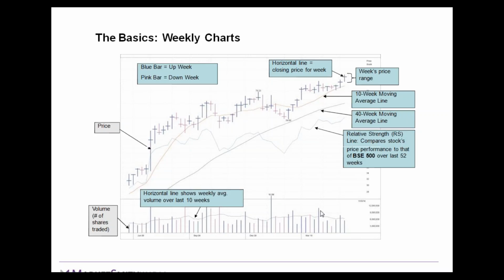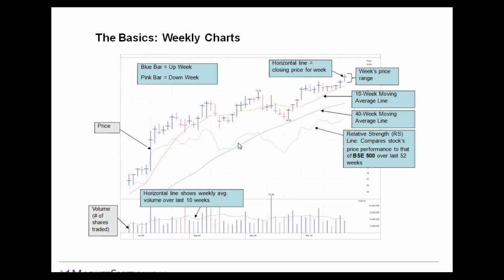Coming to the volume bar, one bar represents 1 week here, and this horizontal line is the weekly average volume over the last 10 weeks. The line that moves in line with the stock performance is the 10-week moving average line, which is the same as the 50-day moving average line. The other, more smoothed out line is the 40-week moving average line, the same as the 200-day moving average line.